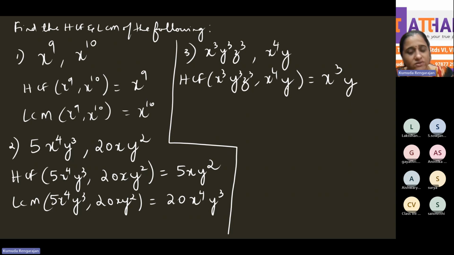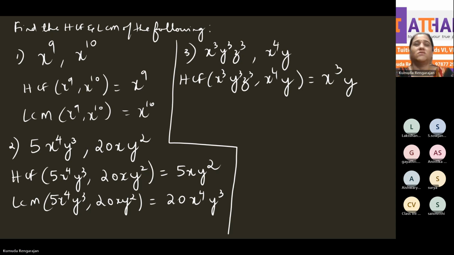Now, is z present, do you have the literal z in the other term? No, just leave it. For HCF, the literal should be present in both the terms. The literal z cubed is in the first term. It's not in the second term. Then just ignore it. Because there's z cubed here, but there's no z literal in the other one. Just leave it.